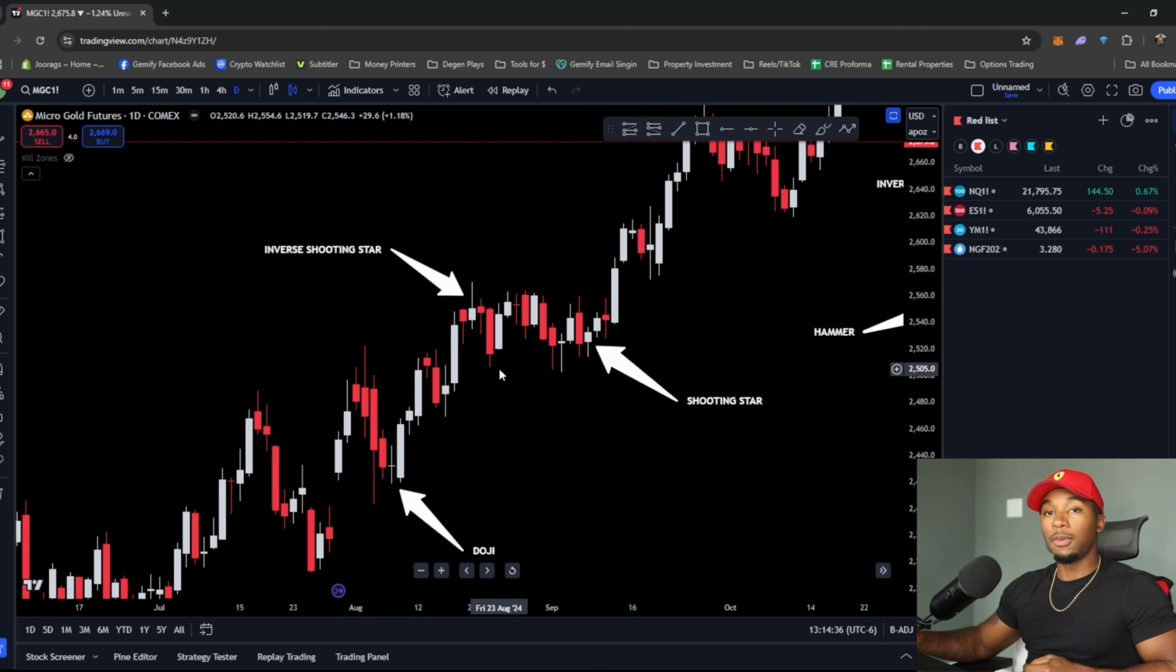And that's because when we see those long wicks at the top or the bottom, wherever you see those long wicks and small wicks on the opposite end, it's most likely going to go in the direction with the smaller wick or the smaller body.